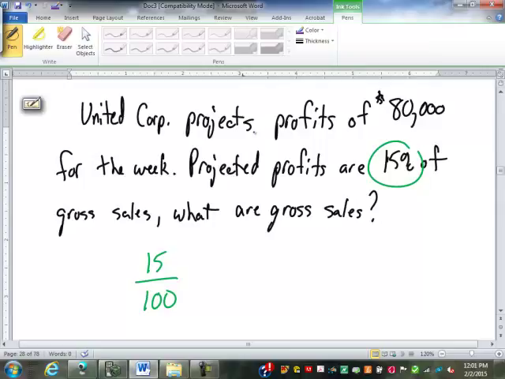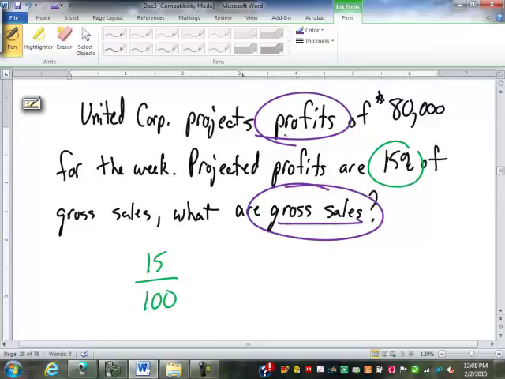So I have profits and I have gross sales. So you have to ask, are gross sales a piece of the profits, or are profits a piece of the gross sales? And it doesn't take much time to realize the profits have to be a piece of the gross sales. So the gross sales are the whole thing. So that is the 100%, is the gross sales. Profits are 15%. So profits are the 15.